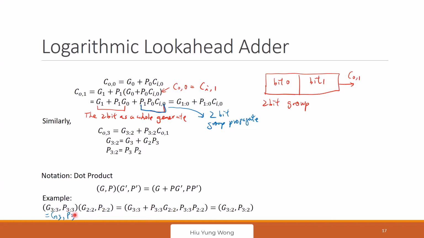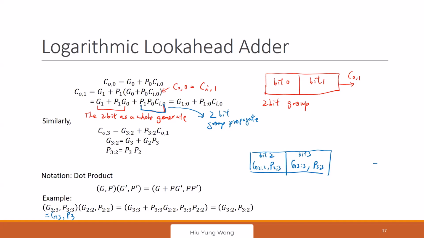So basically, it's just saying that if you put these 2 bits together, it's just equivalent to the 2-bit group 3 and 2 both generating or propagating. Right? I should say this, right? You have 2 bits. This one, this is bit 3. This is bit 2, right? And then I say this bit is called G33, P33, right? It has some property. We don't know whether it's 0 or 1.